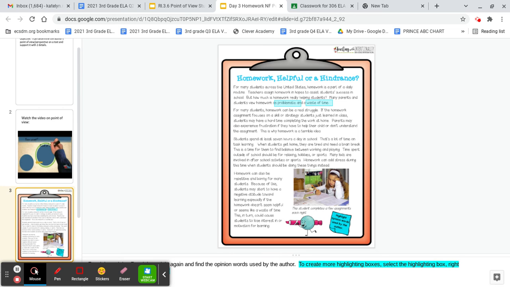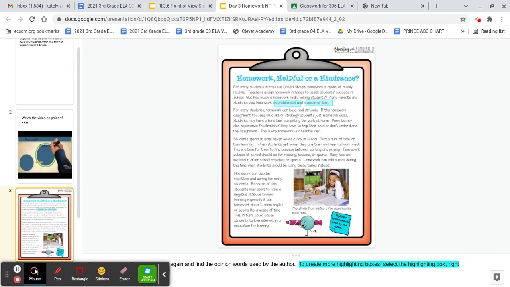So let's continue. For many students, homework can be a real struggle. If the homework assignment focuses on a skill or strategy students just learned in class, students may have a hard time completing the work at home. Parents may also experience frustration if they have to help their child or don't understand the assignment. This is why homework is a terrible idea.